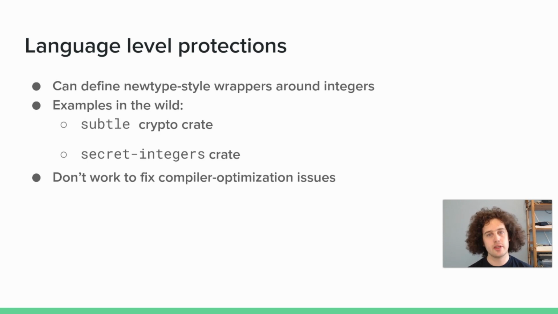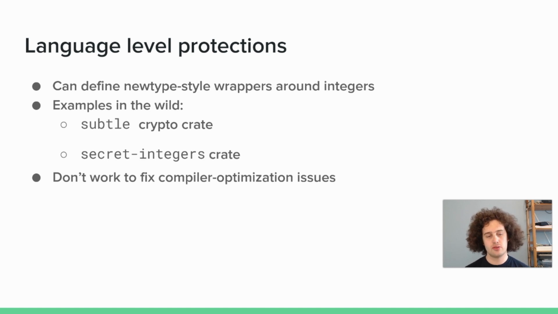And the other example that I'd like to mention is the secret integers crate. The secret integers crate is a bit more academic in nature. What it does is it looks at, what if we would replace all of the integer types with some kind of constant time integer type? Would that work?